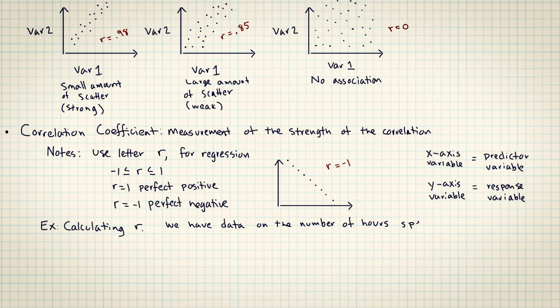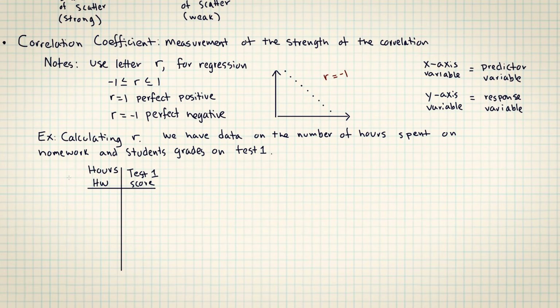So I'm just going to make up some numbers, and we're going to use our calculator to find the correlation coefficient. So my choice in this problem was to use the hours spent on the homework as the predictor and the test score as the response.